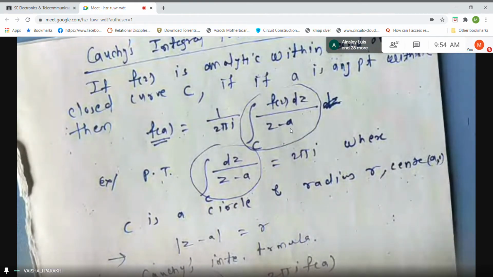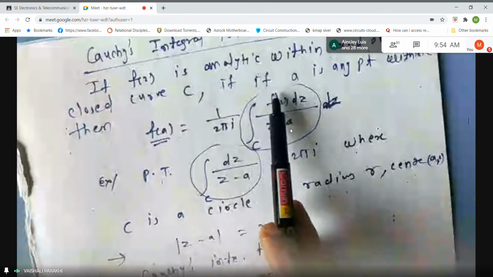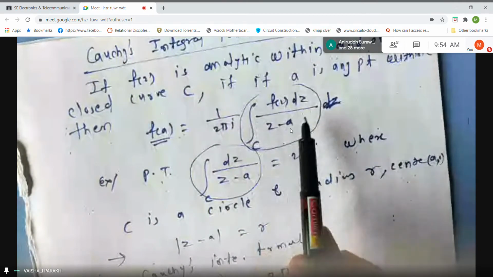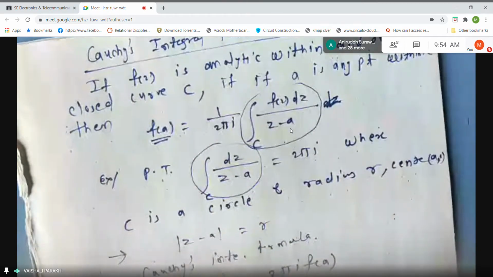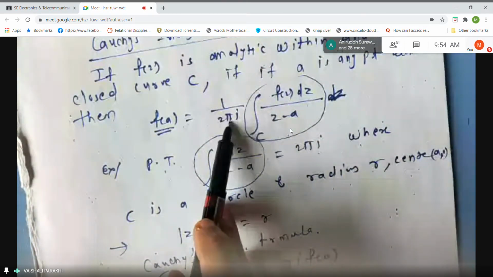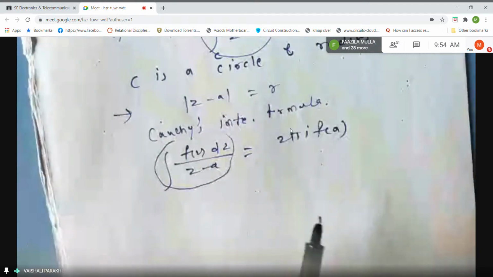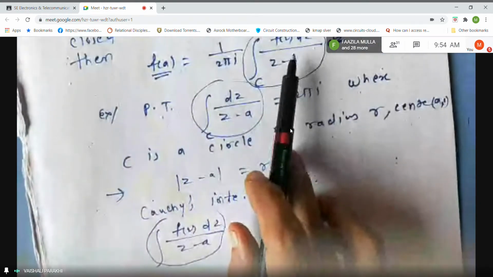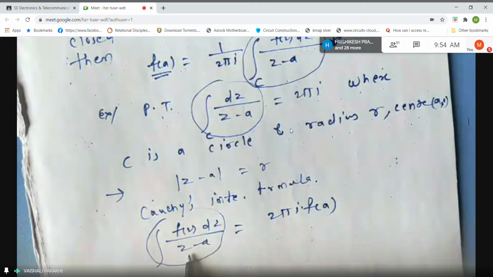So mainly we use this Cauchy's integral formula whenever it is asked to evaluate this type of integral. At that time we make use of this formula the other way around, by cross multiplying by 2 pi i. So here I have done the same thing. I wrote this here, and 2 pi i is cross multiplied.